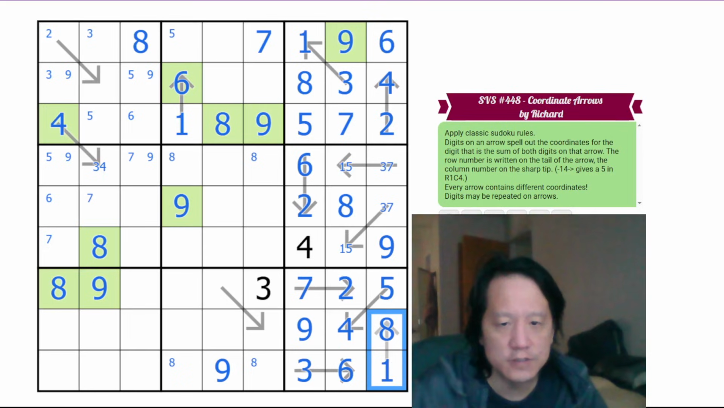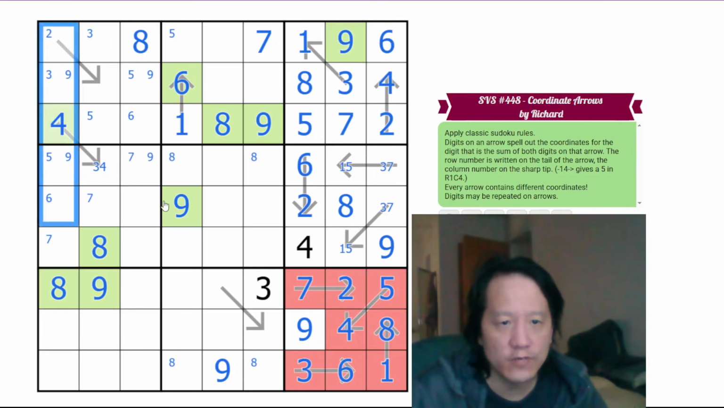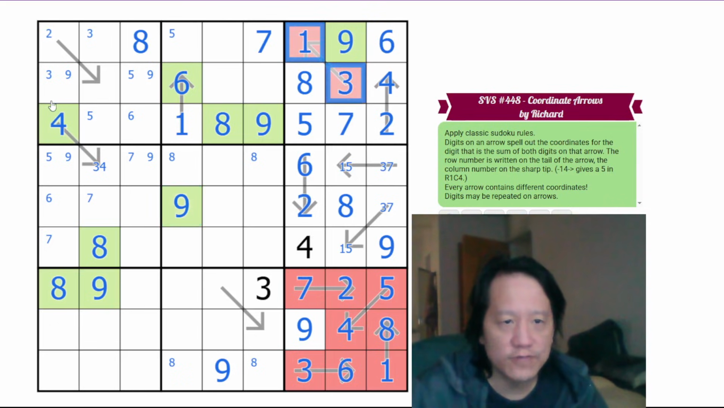So these are done. So this is red, 1 and 8, pointing to 9. 7, 2, pointing to 9. 3 and 6, pointing to 9. 5 and 4, row 5, column 4, pointing to 9. 3 and 1, pointing to 4. 2 and 4, pointing to 6. This is 7. 1 and 6, pointing to 7.